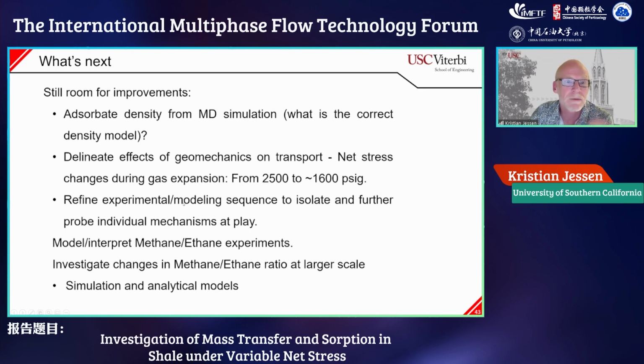Again, we need to come up with smart sequences of experiments and modeling that allow us to isolate and probe the different mechanisms that are at play. And then the next thing we're going to hopefully look at is the mixture behavior. We have to extend our modeling efforts to interpret the methane ethane production behavior that we observe from the experiments that we have, and come up with nice ways of interpreting the state of affairs during production as a function of the methane ethane ratio that we observe over time.